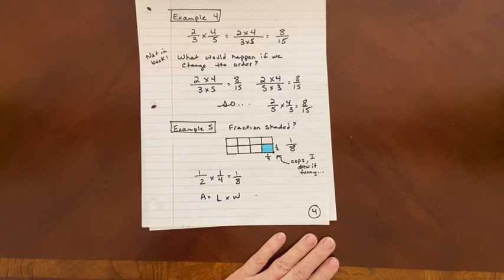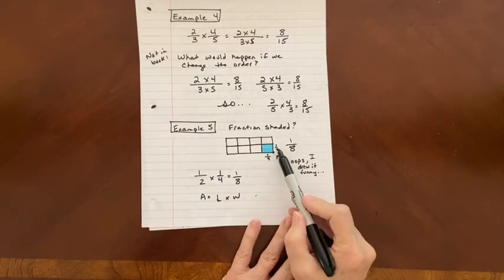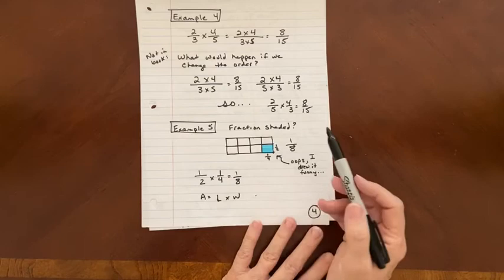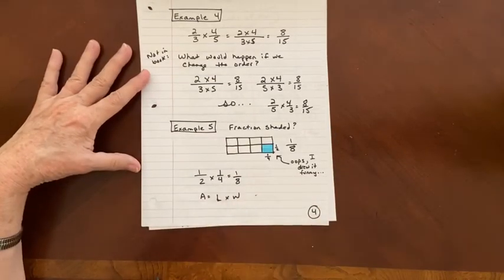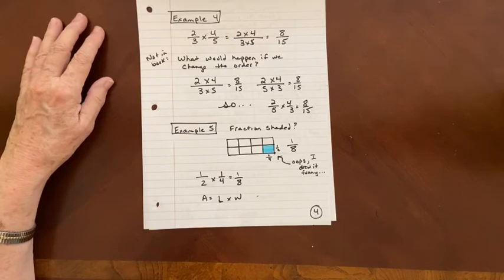Then it says choose a formula and then use it to find the area of the shaded rectangle. So I know my area is length times width, right? So 1/4 times 1/2, or 1/2 times 1/4, and I'm going to get 1/8. So that's my area. That's my formula, right?